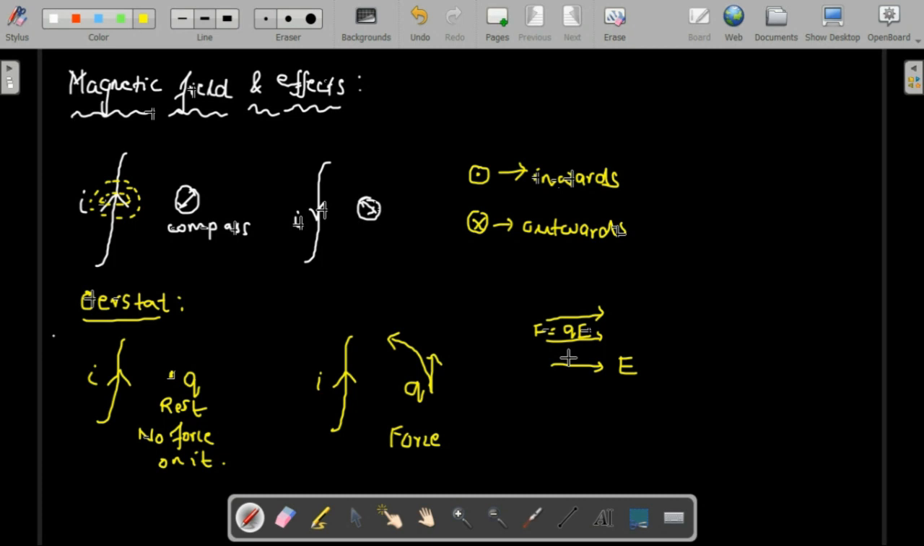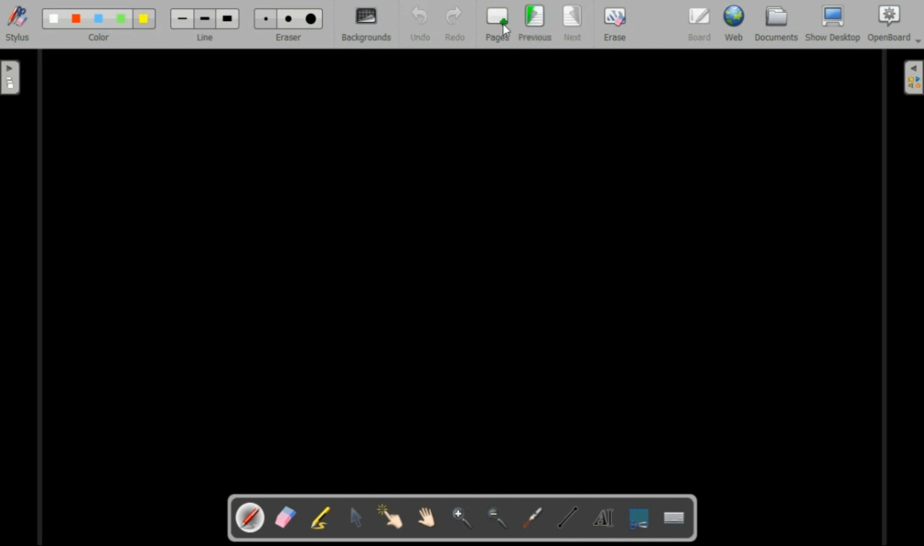Now what we are going to see is what happens. This force that we are talking about is actually because of the magnetic field. So now we are going to analyze the law, which is very important, and based on that law we can write down a lot of calculations. We can do a lot of calculations here.